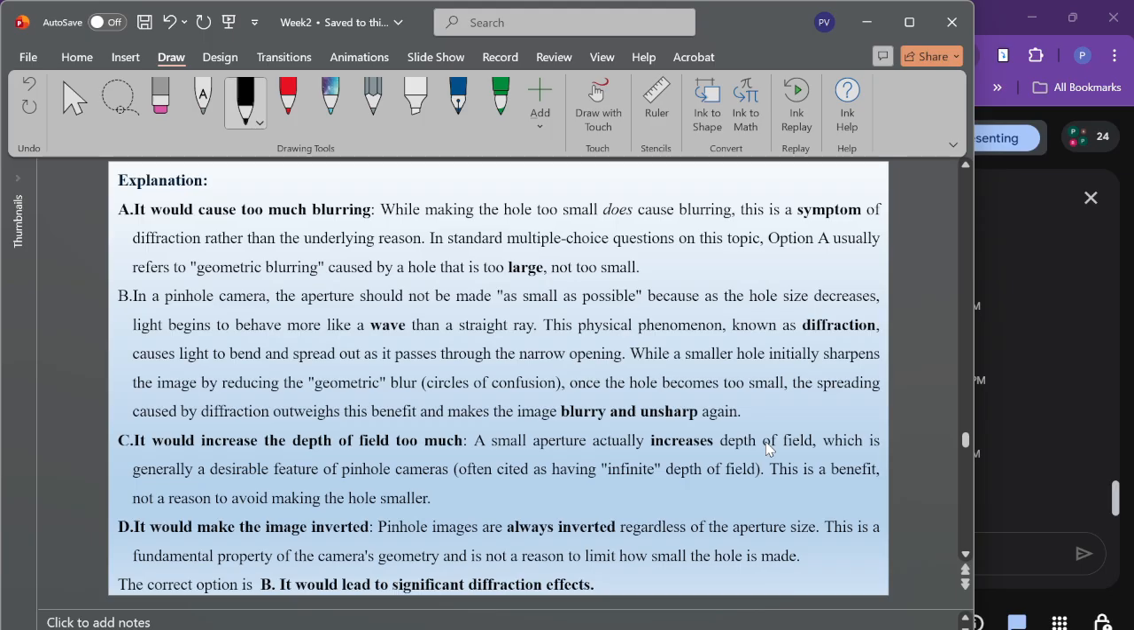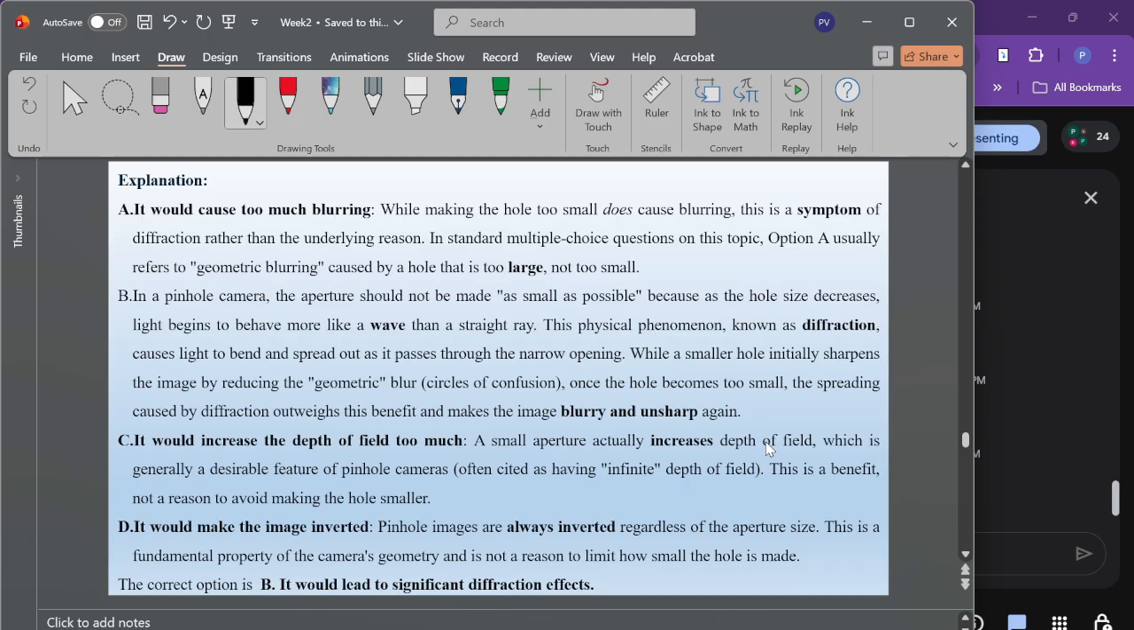Option C is that it would increase the depth of field too much. A small aperture actually increases the depth of field, which is a generally desirable feature of the pinhole camera, with an almost infinite depth of field. So this is a benefit, but not a reason to avoid making the hole smaller.